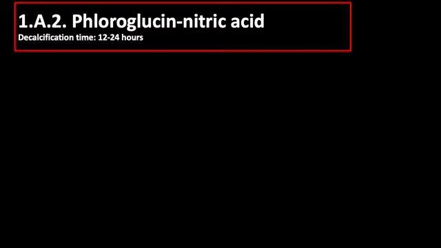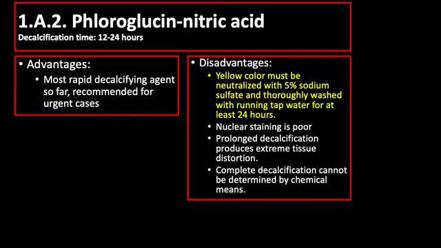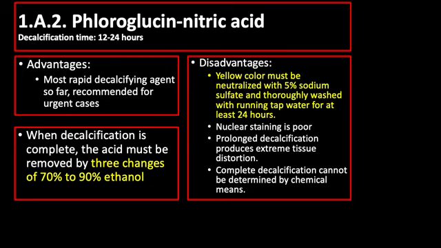Next is fluoroglucine nitric acid, which has a decalcification time of 12 to 24 hours with the following advantages and the following disadvantages. When decalcification is complete, the acid must be removed by 3 changes of 70 to 90% ethanol to completely remove the decalcifying agent and thus preventing reaction to chemicals used in the succeeding histopathologic processes.